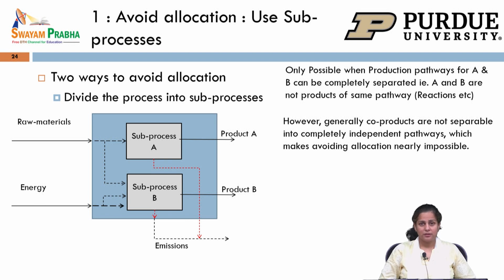However, generally the co-products are not separable into completely independent pathways, and that is because most of the industries are working more efficiently. They want to use the same kind of machines for production of multiple products. It is more efficient and hence they do this, but it is hard for us to separate out the impact for product A and product B unless we take very accurate measurements of how much time and energy is spent in production of each product separately. So, this makes avoiding allocation nearly impossible.